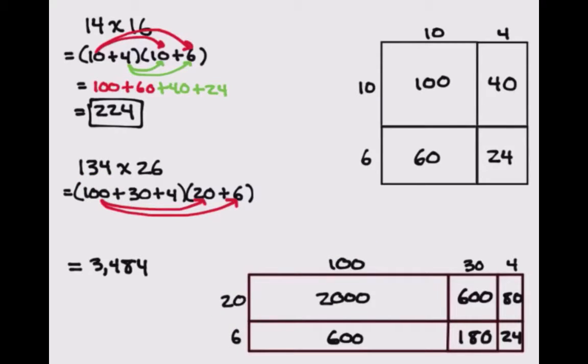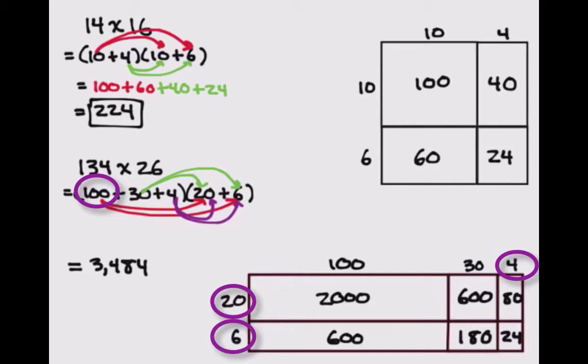Back to the rectangle, it also appears as though we took the 30 and multiplied it by the 20 and the 6. Looking at the math, it's as though we distributed that 30 to the 20 and the 6. Once again, back to the rectangle, we also took that 4 and we multiplied that by the 20 and by the 6. And if we look back at the math, it's as though we distributed the 4 to both numbers in that second set of parentheses.